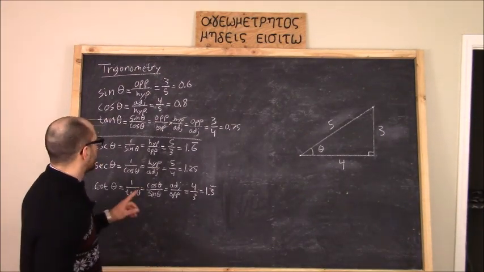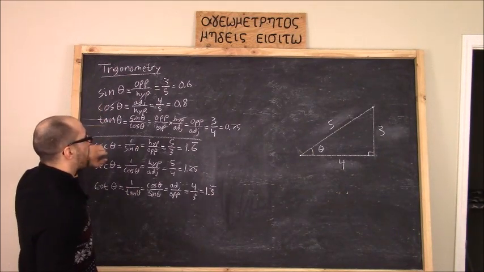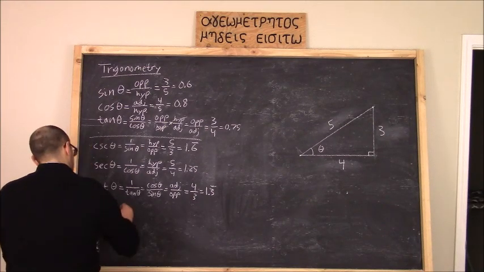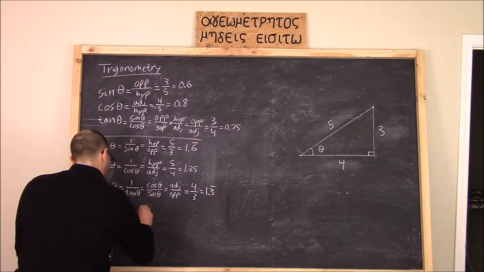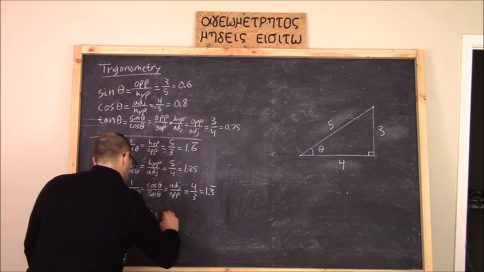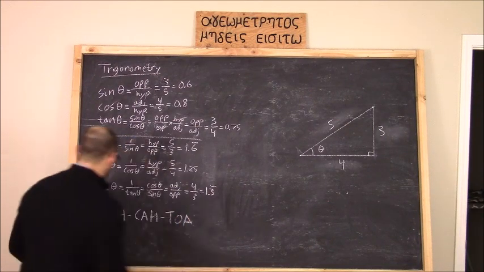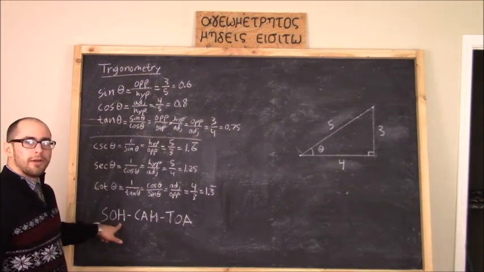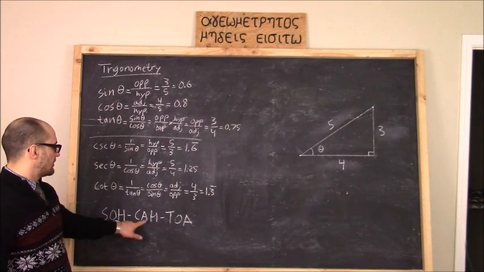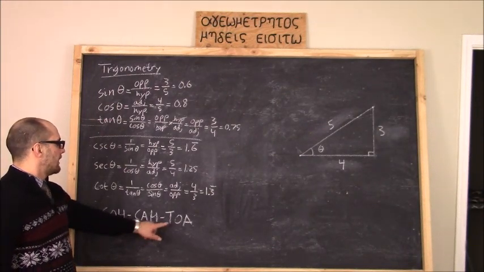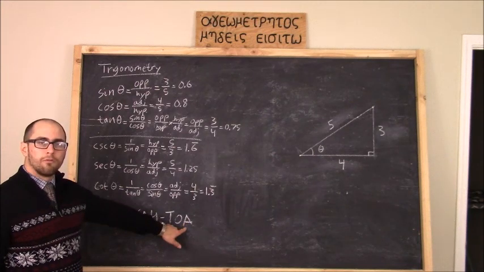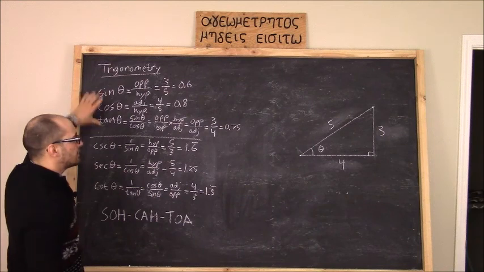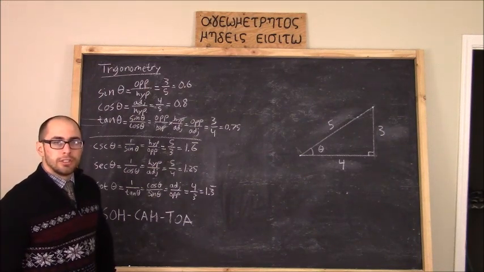Now, before we move on from this, there is a mnemonic you can employ. Some of you may have seen this. SOHCAHTOA. Remember SOHCAHTOA. Sine is opposite over hypotenuse. Cosine is adjacent over hypotenuse. And tangent is opposite over adjacent. So remember that. You should be good to go.